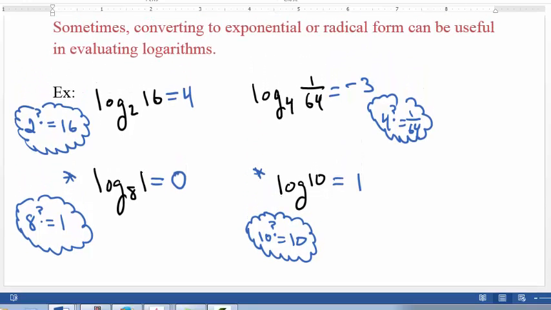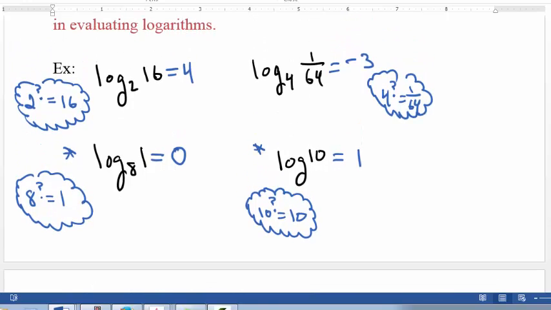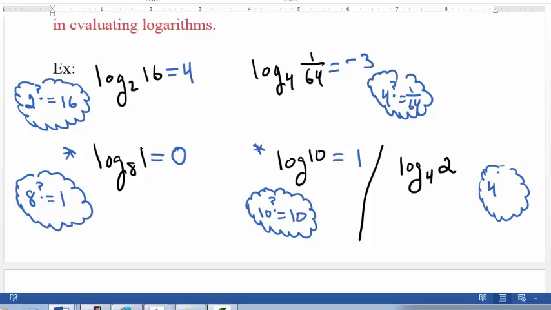But you see how I said converting to exponential or radical form can be useful? You could get a tricky one. I have to just add another one to the side here. The tricky one would be something like, all right, log base 4 of 2. And this one is tricky, right? Because what you're thinking is, 4 to what power will give you 2. I could see people saying 2 here because they might reverse it and say, all right, well, 2 squared is 4, so it's going to be 2. But no, you're saying 4 to what power will give you 2.